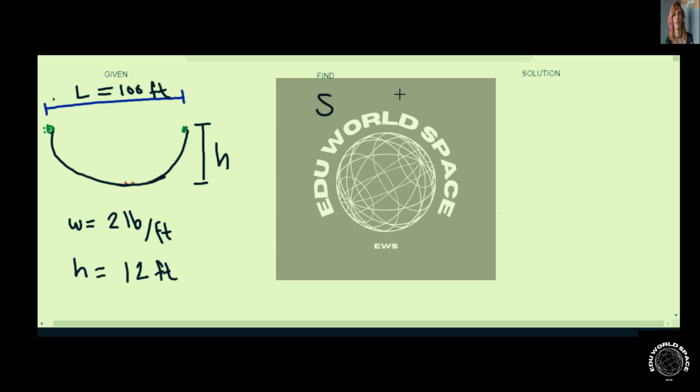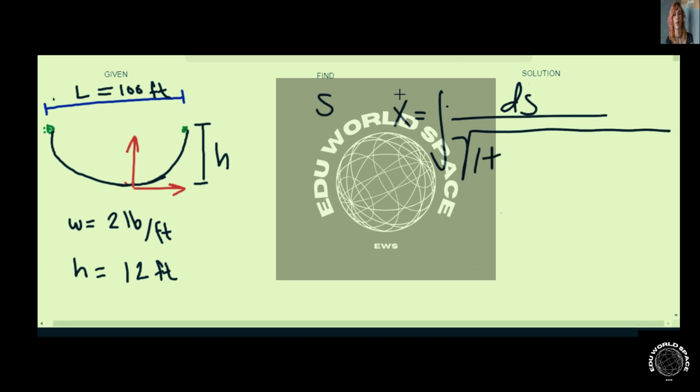For starters, our origin of coordinates is going to be directly at the center of the cable, where x is going to the right and y is going directly up. In order to solve this problem, we want to start by deriving the hyperbolic equation that defines the shape of the cable. And that equation is x equals the integral of ds over the square root of 1 plus 1 over F_h squared times the integral of w as a function of s ds, squared.